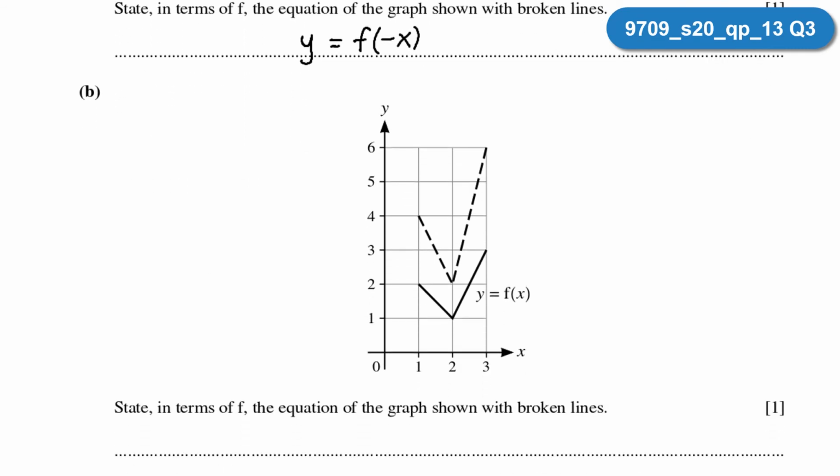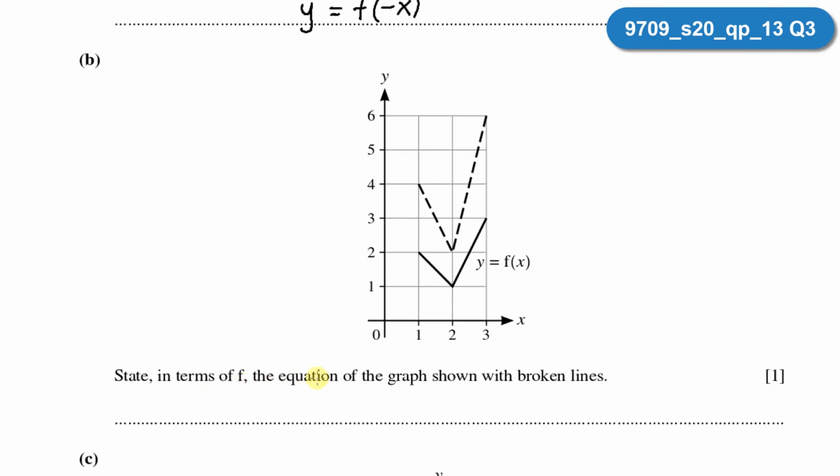Then for part B, state in terms of f the equation of the graph shown with broken lines. Now if you look here, you can notice that the graph y is equal to f of x has been stretched to produce the graph with broken lines. And what is the stretch factor? Well, if you look at a point and its image, like this point, the y coordinate is 2 and its image here has the y coordinate 4, which means there's a factor of 2 here that is mapping object to image.